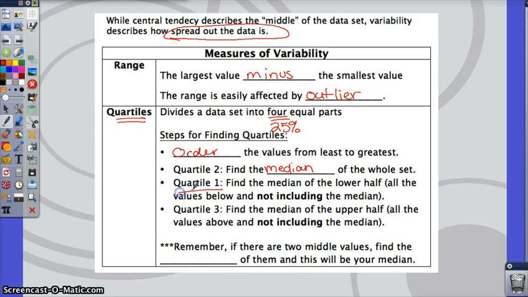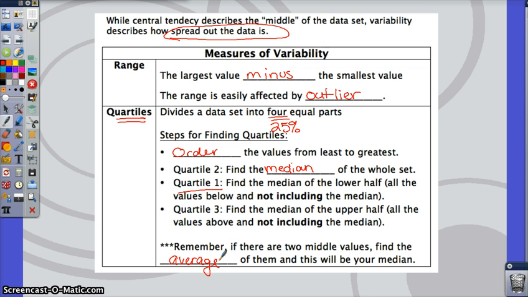Quartile 1 is going to be the lower median, and that includes all the values below, but not including the median. So keep that in mind, okay? And the quartile 3 is the median of the upper half. Again, you count all the numbers above the median, not including the exact median that you chose. Remember, if there are 2 middle terms, 2 middle values, then you have to find the average of those 2, and this will be your median.